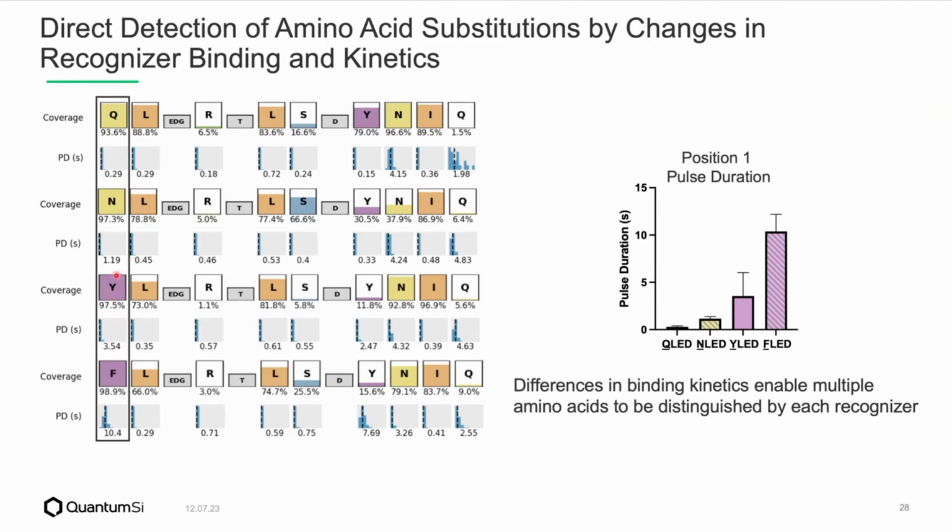Again, keeping the same recognizer in position, but now just changing from a tyrosine to a phenylalanine, we get another corresponding change in the pulse duration, going from 3.5 seconds to a little over 10 seconds with the phenylalanine. All of the associated changes in the on-chip binding kinetics are shown here in this graph. You can see how with Platinum and its single-molecule, amino acid-level resolution, you can detect the differences in binding kinetics and enable the recognition of multiple amino acids in this one position just by changing the recognizer and the on-chip kinetics.